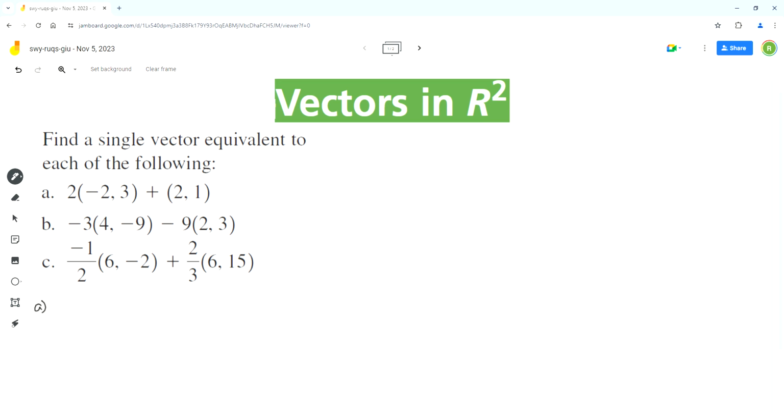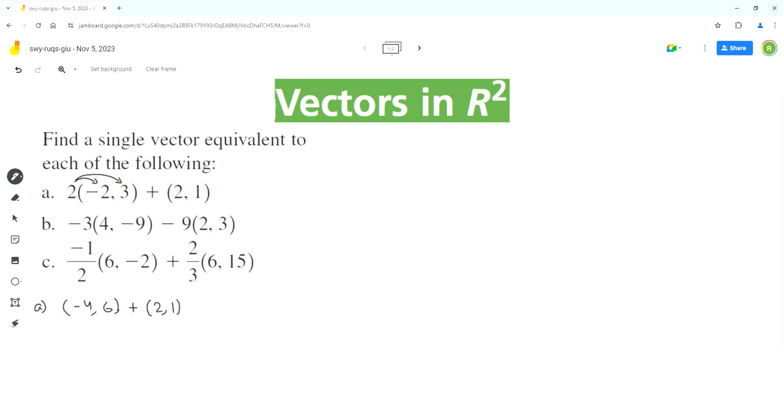So the first step is to distribute the scalar 2 into the vector. So we'll multiply each component in the vector by 2. So we get 2 times negative 2 is negative 4 and 2 times 3 is 6, plus the other vector.